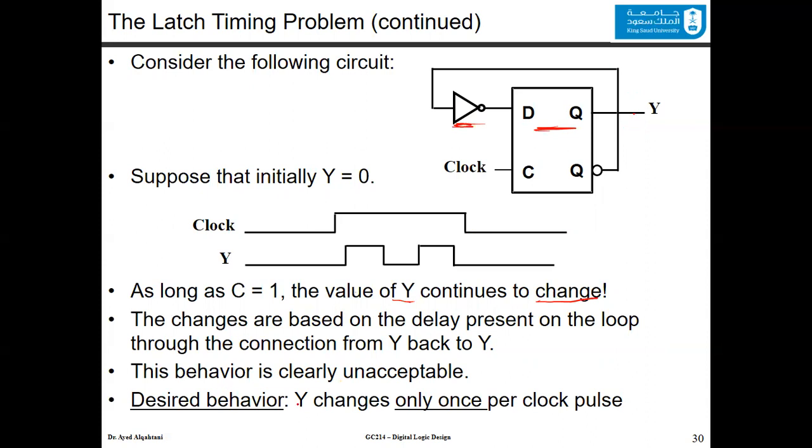The desired behavior is that Y changes only once per clock pulse. So we will accept only one change. We want only one change during this high time. You can see that there are many changes. This is one change, another change, another change, another change, and so on.